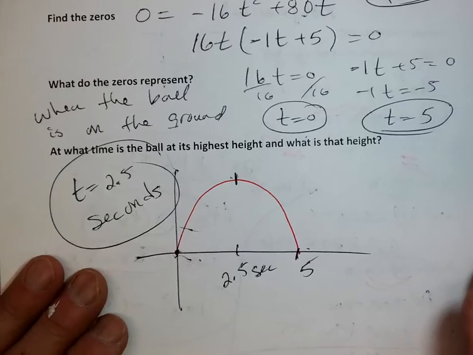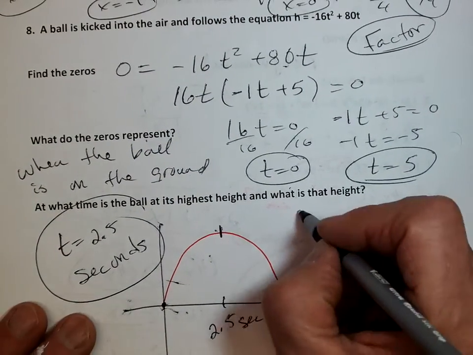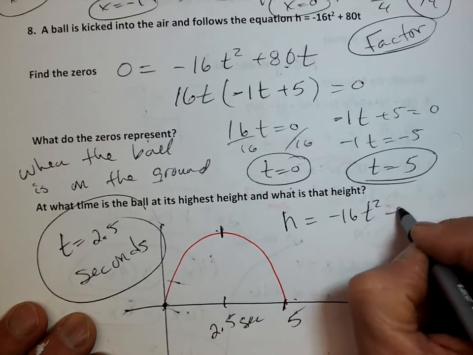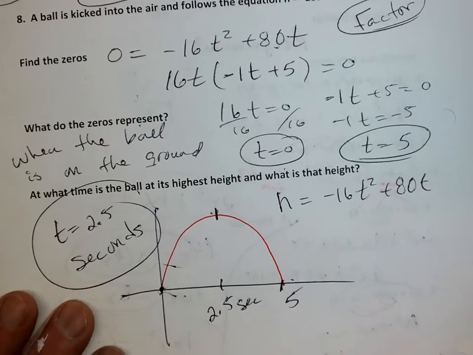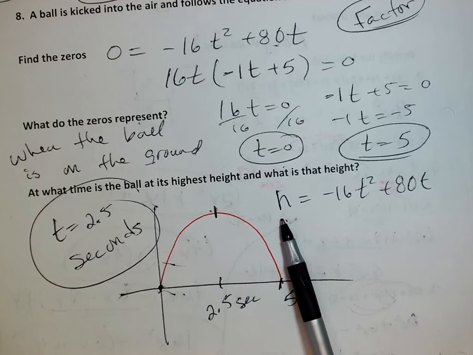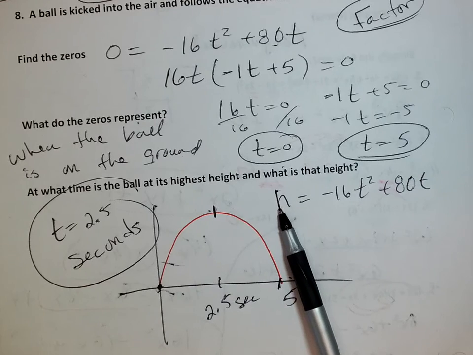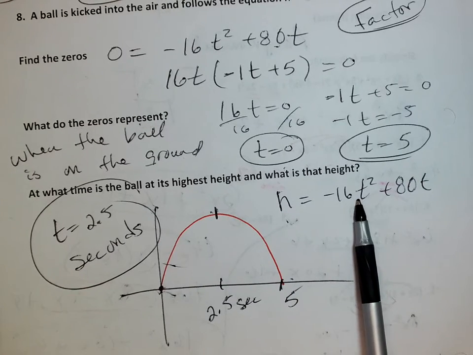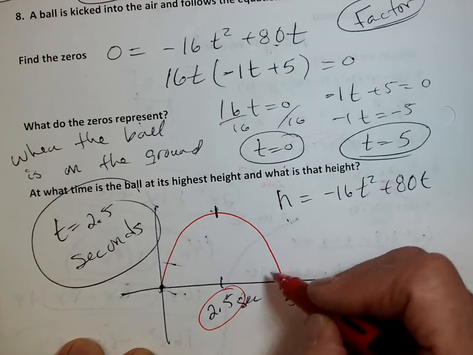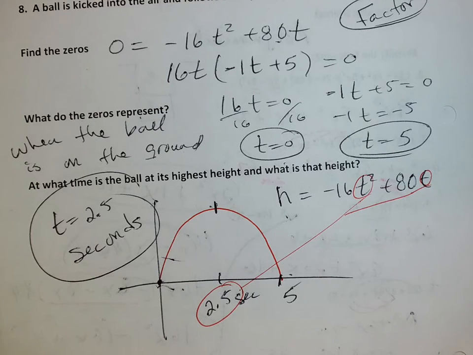What's the height of that ball? How do you find the height of the ball? Well, hold on, wait, I got an equation, don't I? H equals negative 16t squared plus 80t, right? I've got an equation. If I want to find a height at any particular time, okay, you with me? If I want to find a height at any particular time, let's just plug the time in and we'll get the height. So I'm just going to take my 2.5 and plug it in for both t's, right? That should give me my corresponding height.